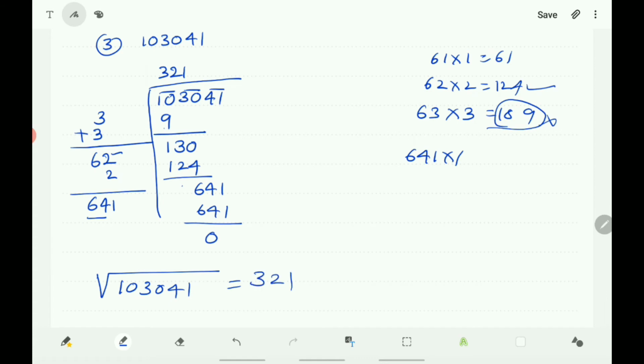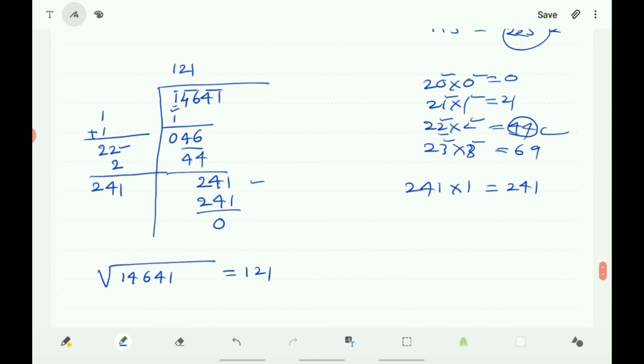So by using the division method, it is possible to get the square root of a very large number also. So this is one of the easiest methods of finding the square root. That is, by using the division method, it is easy to find the square root of a big number also.